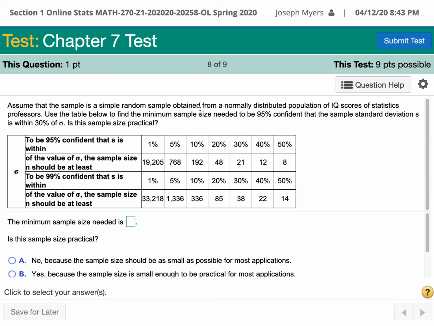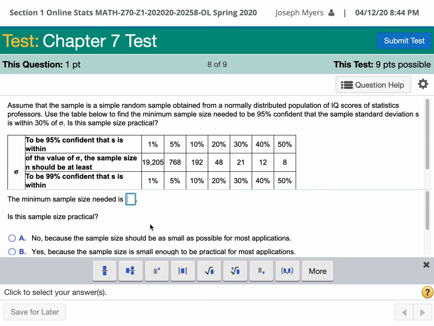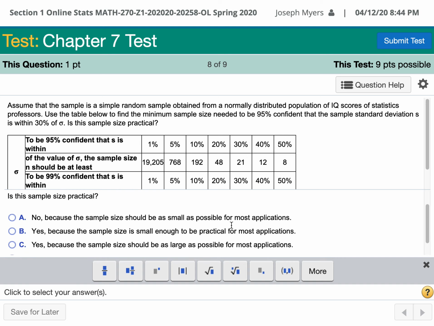Okay, so you want to be 95% confident. So that would be the top box, 95% confident that the standard deviation is within 30%. So you want to be 95% sure that it's within 30. So you'll look right here, this number, 21. So the sample size is 21. Is that a practical sample size? I would say yes, 21 isn't too big.